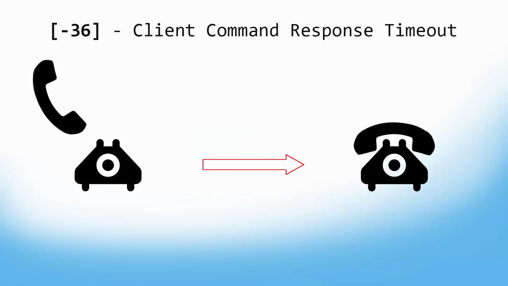As for the client-specific errors, we have code -36, which means a client command response timeout. This is the equivalent of the -11 code for serial devices.